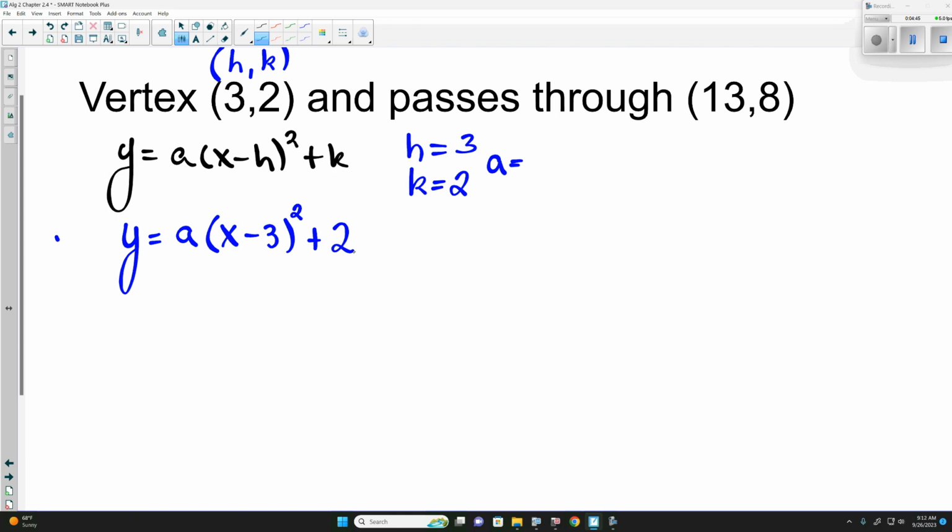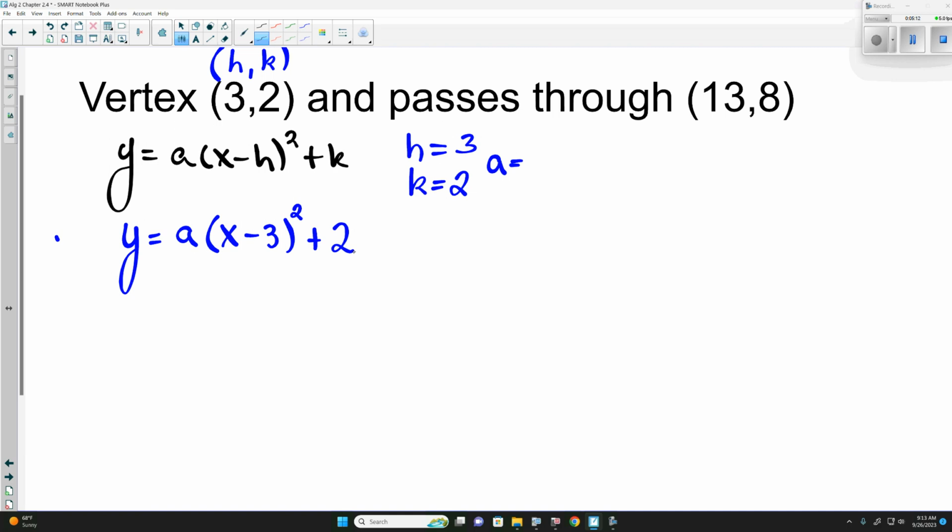So we picked vertex form mainly because one of the pieces of information they gave us was the vertex. Since they gave us the vertex, we're going to be using vertex form. The vertex is the point (h, k), so we know the value of h and the value of k just from the vertex. But the only piece of information we're missing is the value of a.